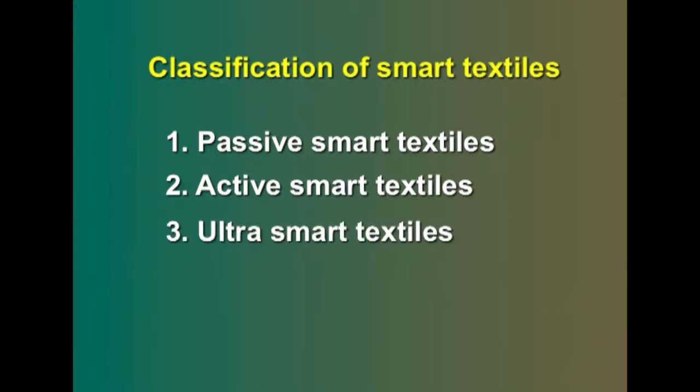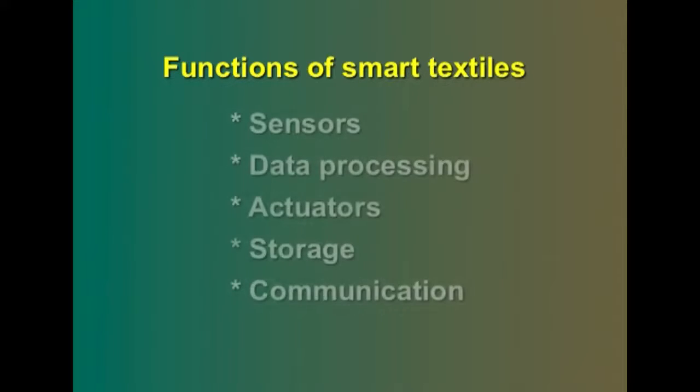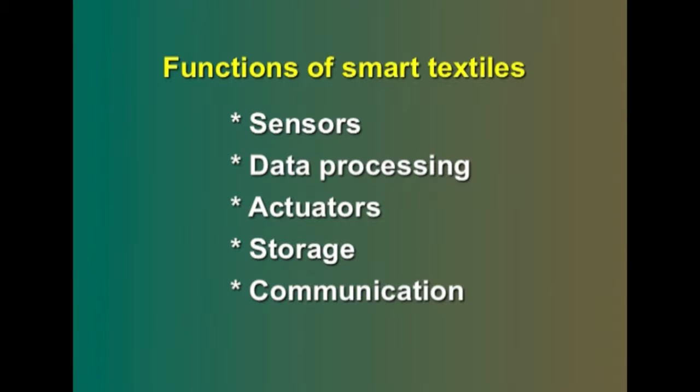Ultra smart textiles. Very smart textiles are the third generation of smart textiles, which can sense, react and adapt themselves to environmental conditions or stimuli. Functions of smart textiles. Five functions can be distinguished in an intelligent suit, namely sensors, data processing, actuators, storage and communication. They all have a clear role.